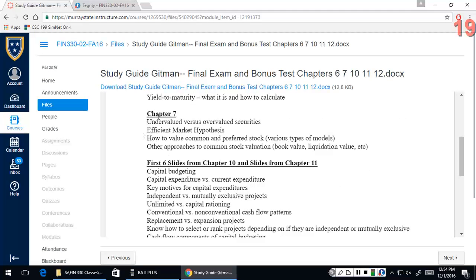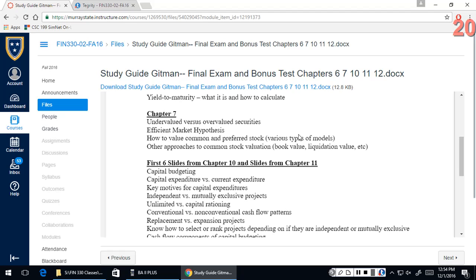Chapter 7 was a stock valuation chapter. So we talked about undervalued versus overvalued stocks. What is the efficient market hypothesis? How do you value common stock and preferred stock? We talked about two different models, the zero growth model and the constant growth model. So I said we're going to leave out the non-constant growth model. And then also some other approaches to common stock valuation. So if you have a chance, take a look at those, okay?